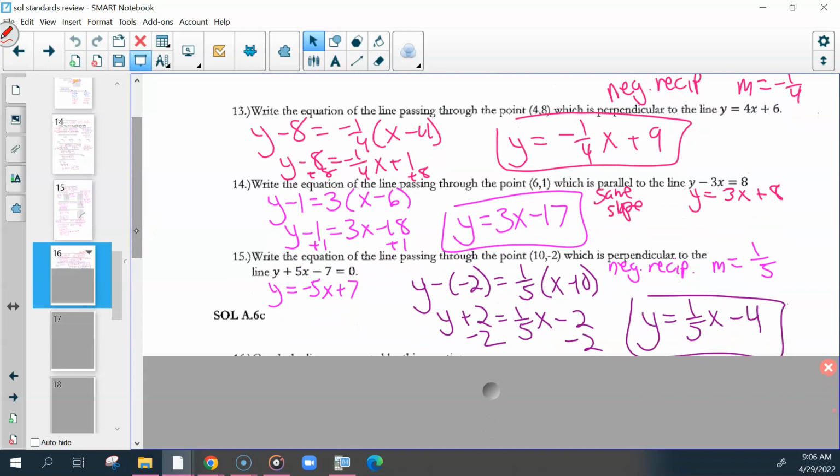14 and 15 are similar, except these equations they give you are not in slope-intercept form, so you need to solve that first, and then the process is the same. So this one is parallel, so you need the same slope, so slope of 3. And algebraically, take that slope of 3, take that point, put it in, solve for y. Graphically, take this equation, take this point and count a slope of 3 until you get your y-intercept.